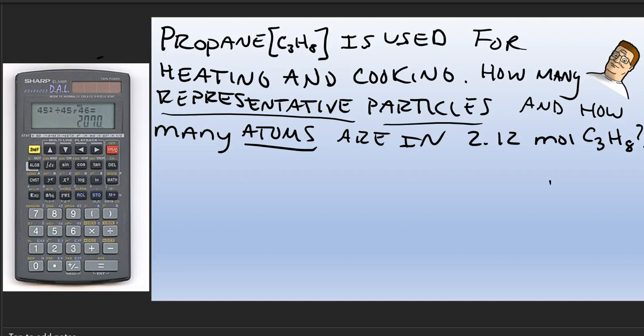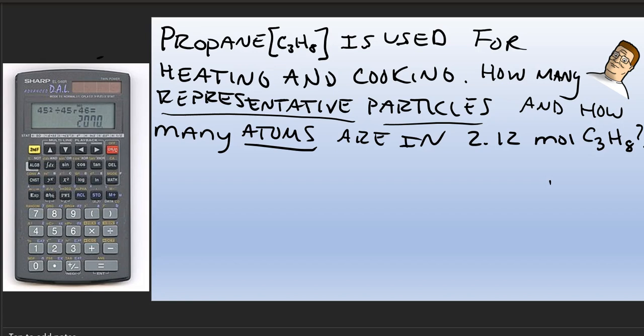Okay, this example is from the first section of chapter 7, when we use Avogadro's number to convert between moles and numbers of representative particles. Propane, C3H8, is used for heating and cooking. How many representative particles and how many atoms are in 2.12 moles of propane, C3H8?